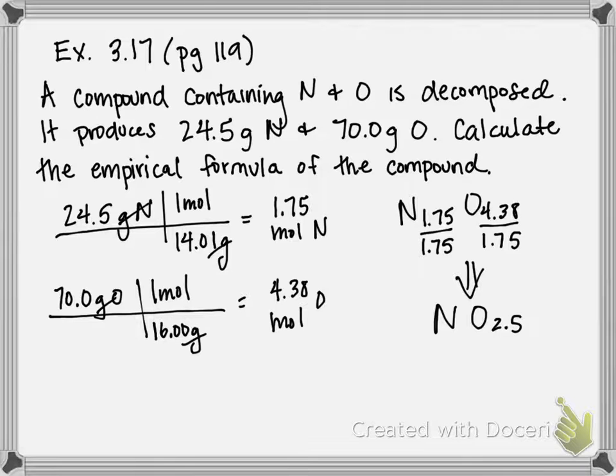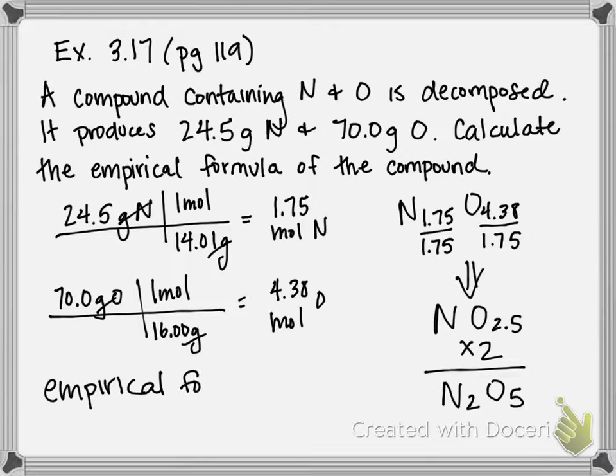So let's try 2. If I multiply both of these by 2, I'm going to get N2, and oxygen 2.5 times 2 is going to be O5. So both of these are now whole numbers, so therefore my empirical formula is N2O5, and that is your final answer for this problem.